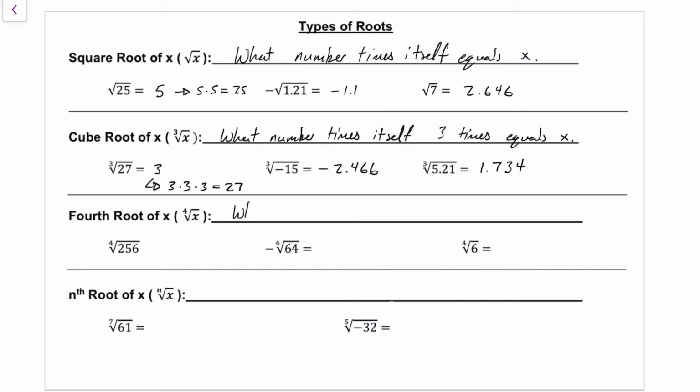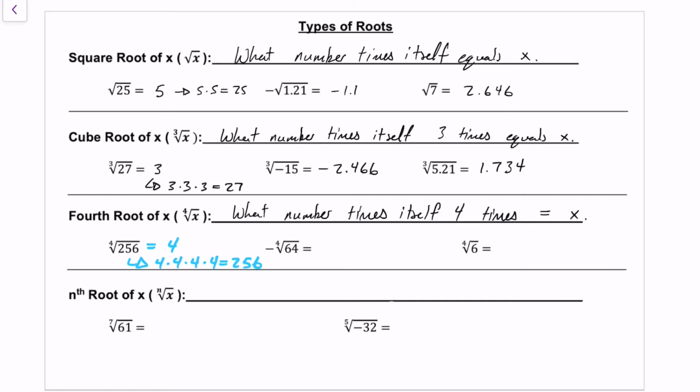And on to the fourth root of x. Fourth root of x is what number times itself 4 times equals x. You probably get the idea by now. All right, on to the first example. The fourth root of 256 is 4, and that's because 4 times 4 is 16, times 4 is 64, times 4 is 256. So it's 4 times 4 times 4 times 4 is 256.